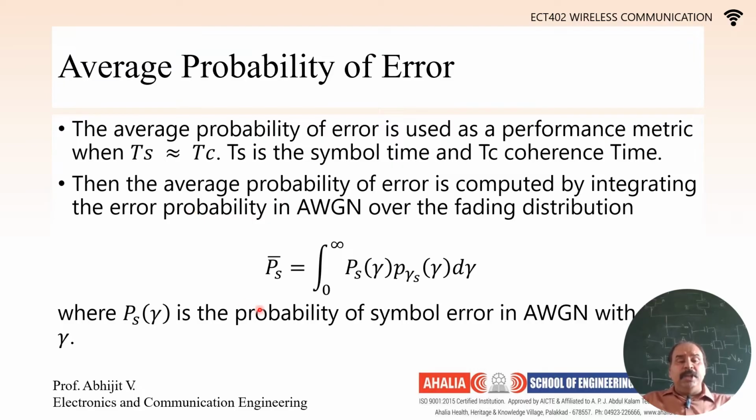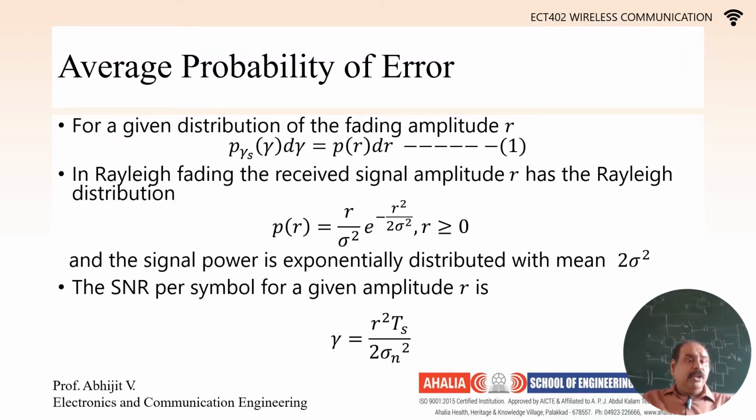So the probability of error Ps is equal to the integral from 0 to infinity of Ps of gamma times P gamma S of gamma d gamma, where Ps of gamma is the probability of symbol error in an AWGN channel with SNR gamma. So for a given distribution of the fading amplitude R, P gamma S of gamma d gamma will be equal to PR dr. Here we will be considering the distribution in flat fading channels.